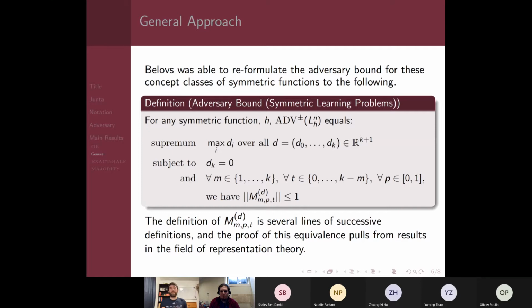matrix, and he goes through several lines of successive definitions to get this matrix, and they're based on, I think, Krawtchouk polynomials, I'm sure I'm not pronouncing that correctly, and it comes from the field of representation theory. But he shows this specific matrix has to have a spectral norm less than or equal to 1. And the nice thing here is that we've reduced this problem of finding these matrices XS from before to this problem of finding just a list of real numbers that satisfy certain properties. And that hopefully makes it a little bit easier.